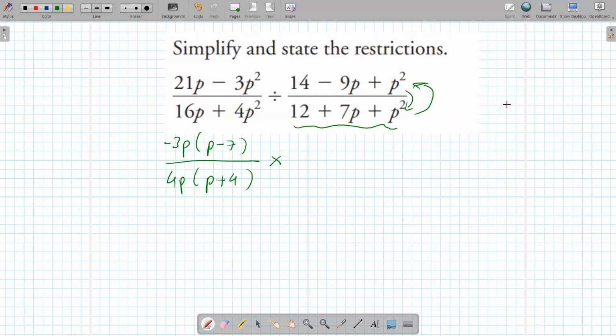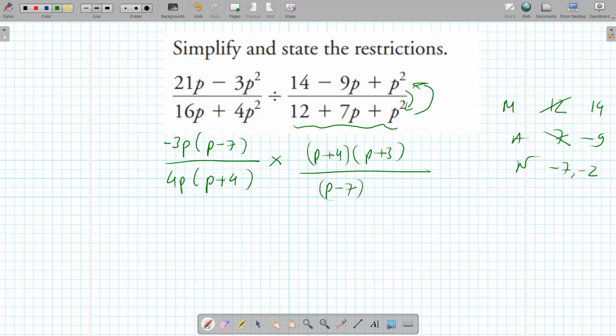Look at this quadratic trinomial. Multiplies to 12, adds to 7. What are the numbers? 3 and 4. So straight up, p plus 4, p plus 3. What about the other guy? What are the numbers for that one? Multiplies to 14, adds to negative 9. Negative 7 and negative 2. So you have p minus 7 and p minus 2, right?